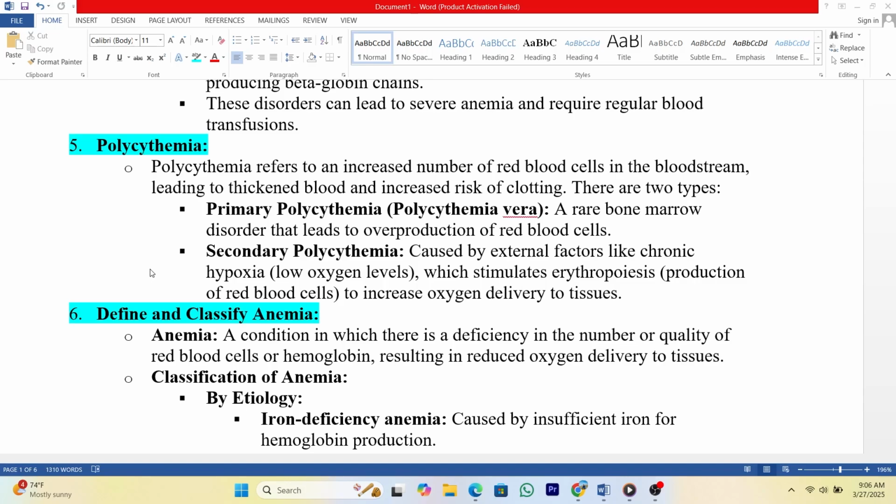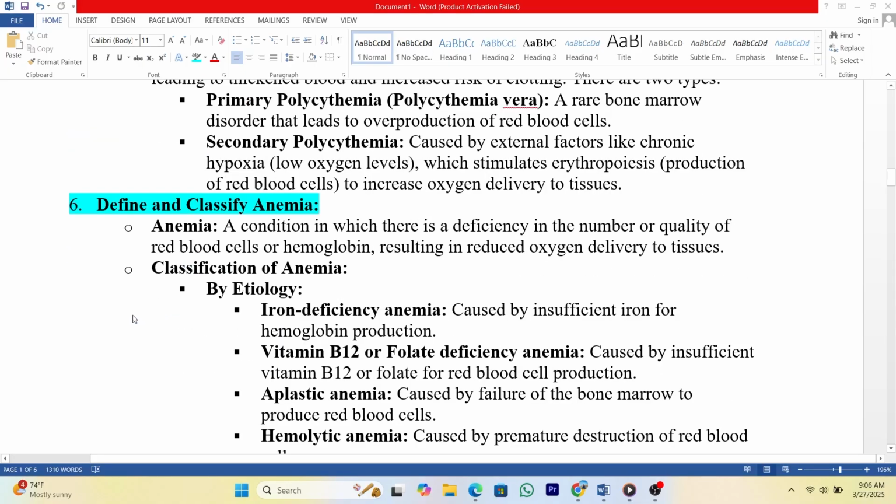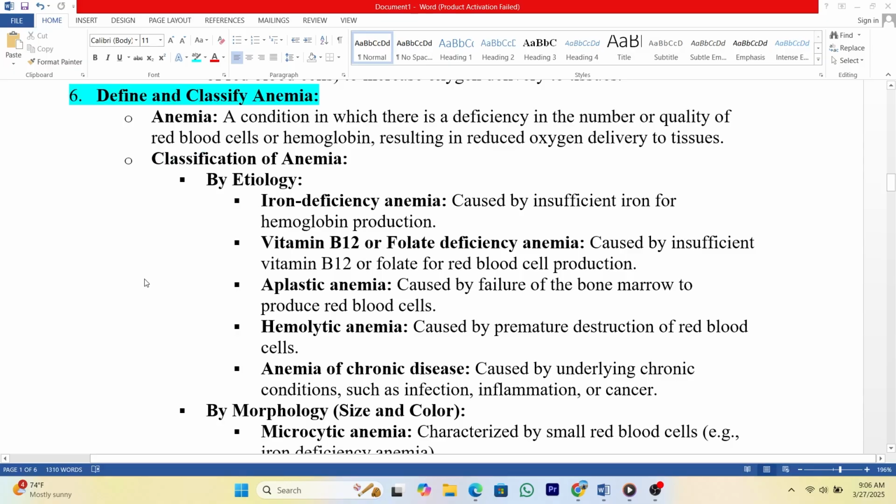6. Define and classify anemia. Anemia, a condition in which there is a deficiency in the number or quality of red blood cells or hemoglobin, resulting in reduced oxygen delivery to tissues. Classification of anemia. By etiology.